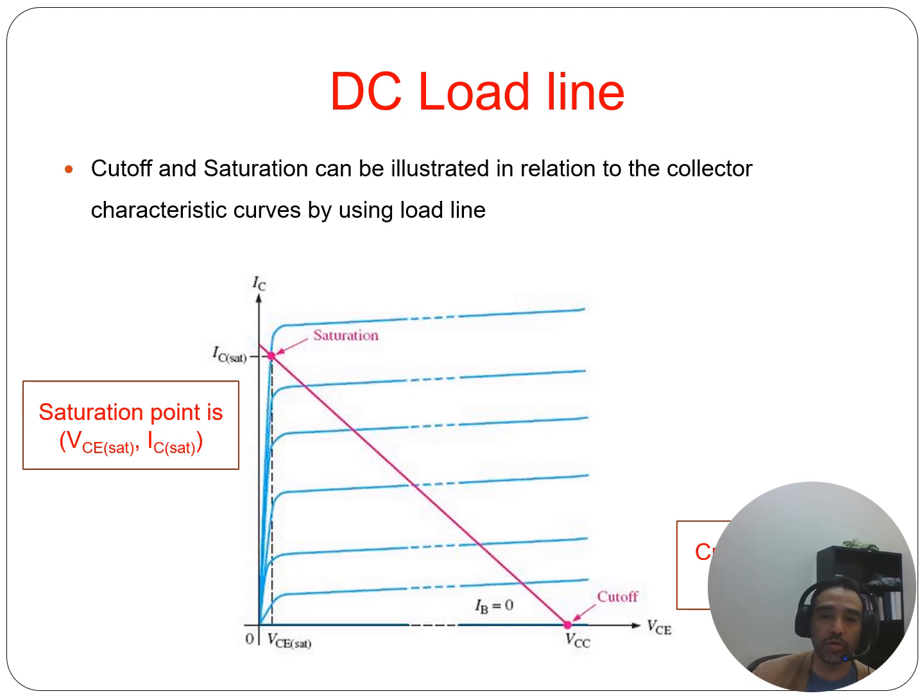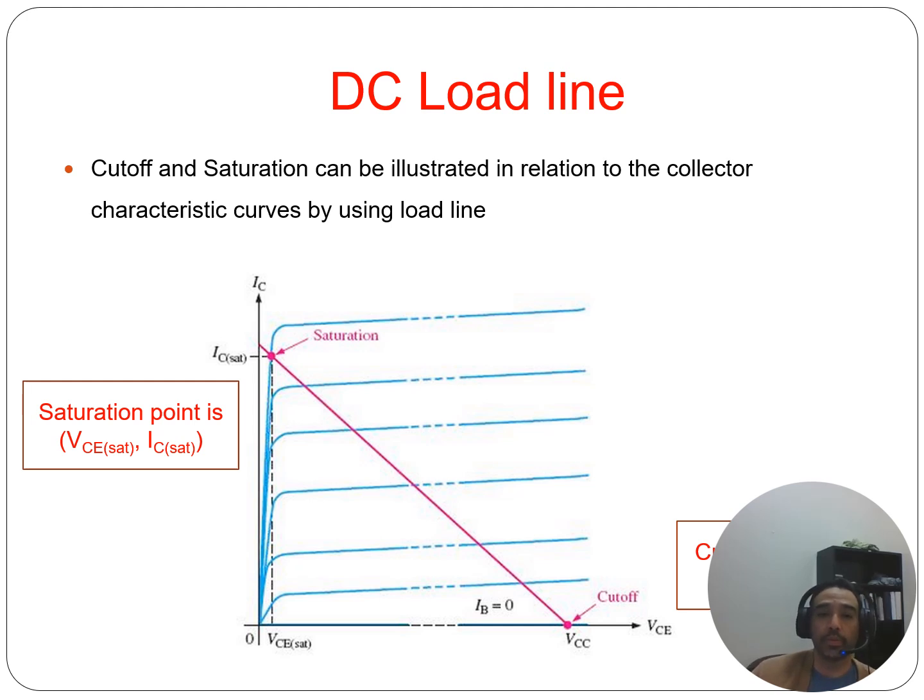You can determine the cutoff point. So when the transistor is in the cutoff region, you can assume that IC is 0 or something extremely close to 0. We say it's negligible, so we can use 0 to make it simple. And that's the point where the load line intersects the VCE axis, and we call that the cutoff point. And so that shows the maximum VCE.